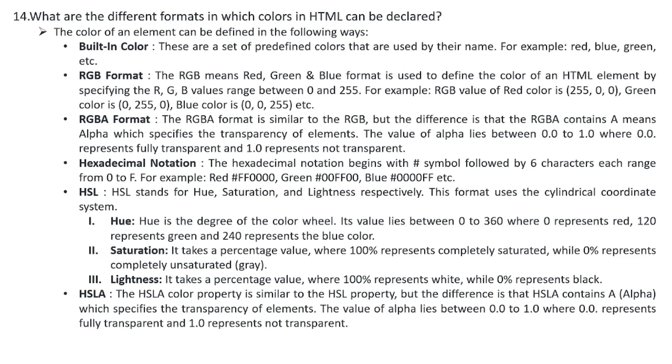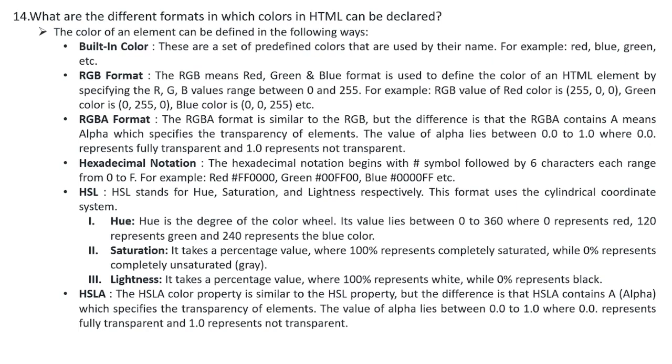The color of an element can be defined in the following ways. Built-in color. These are a set of predefined colors that are used by their name. For example, red, blue, green, etc. RGB format. The RGB means red, green and blue format is used to define the color of an HTML element by specifying the R, G, B values range between 0 and 255.